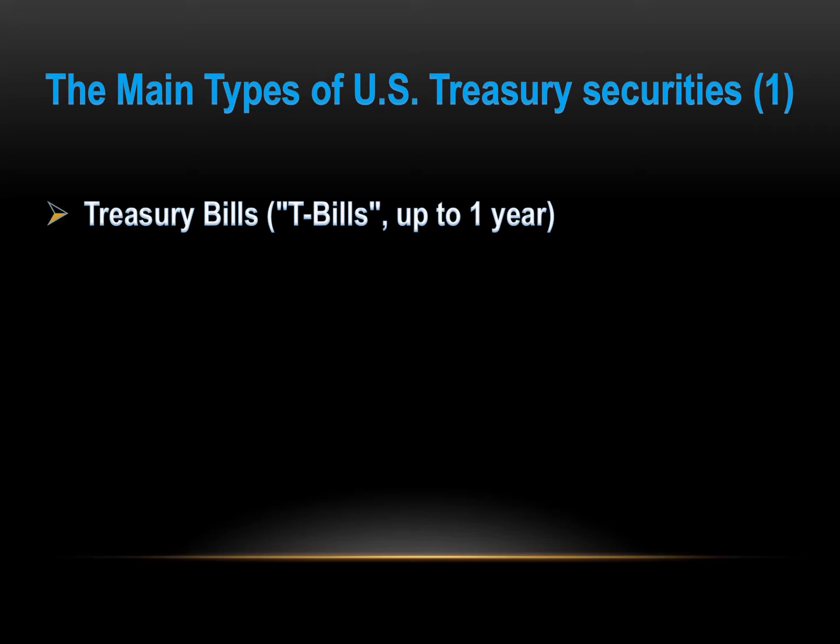The first three kinds become available through auction once a week. They auction the 52-week bills every 4 weeks. Now, check this out. Since the maturities on Treasury bills are shorter, they offer lower yields than Treasury notes or bonds.